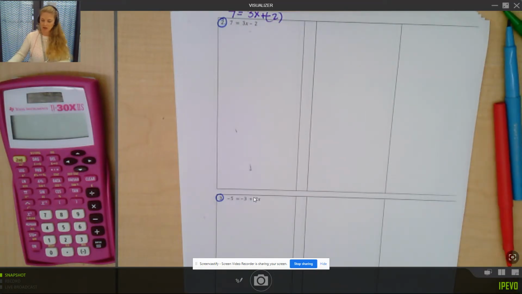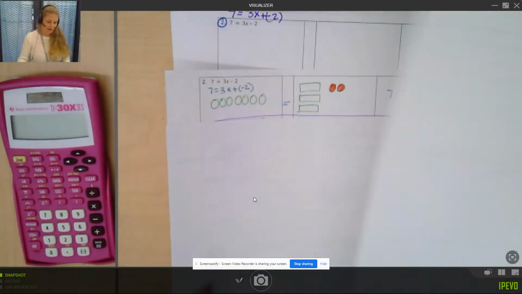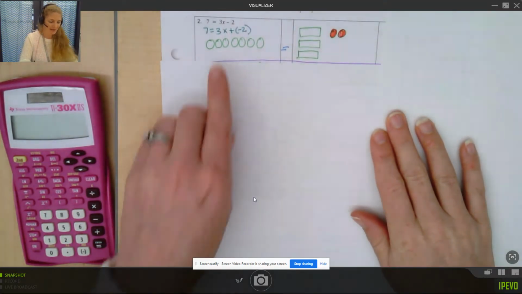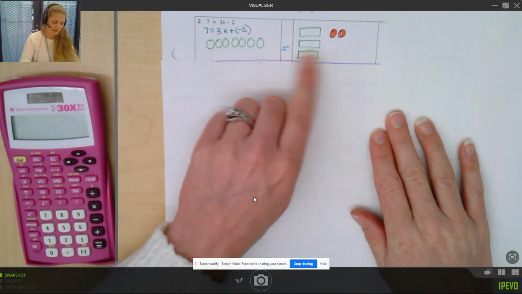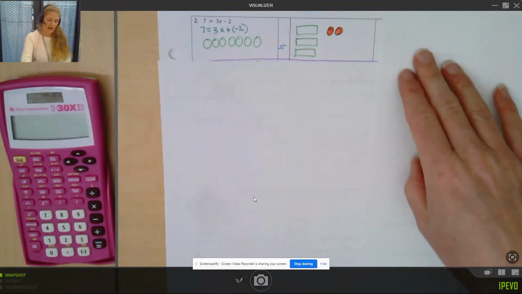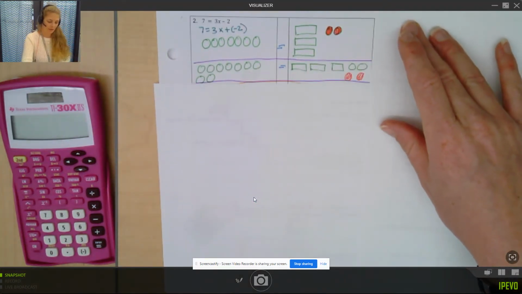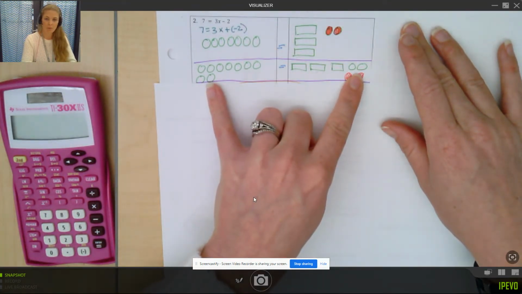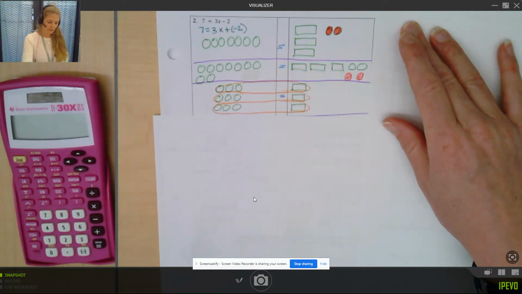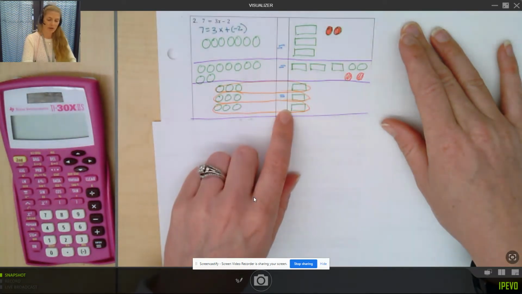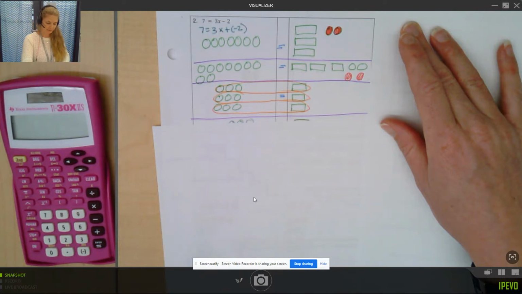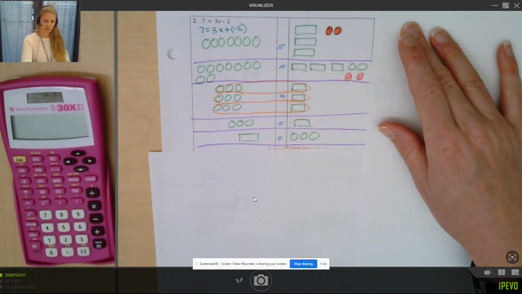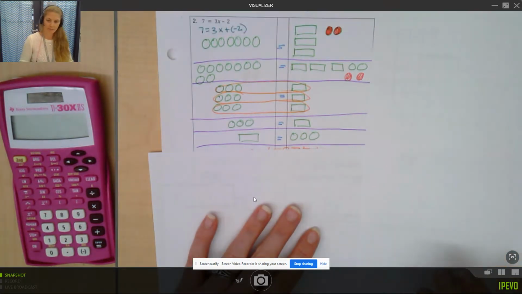Okay, let's take a look at how we did. So number 2, the first thing we did is we rewrote it. And we had 7 positives equal to 3 rectangles adding to 2 negatives. And so the next thing you did is you added 2 positives to both sides. From there, you split them into 3 equal groups, getting you to 3 is equal to x. And of course, we want to rewrite that as x is equal to 3.